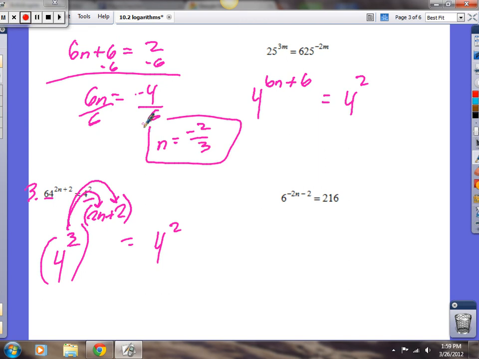Is it a whole number, an integer, a rational, or irrational? It's a rational. Rational numbers are fractions. Okay, you guys try this one on your own.